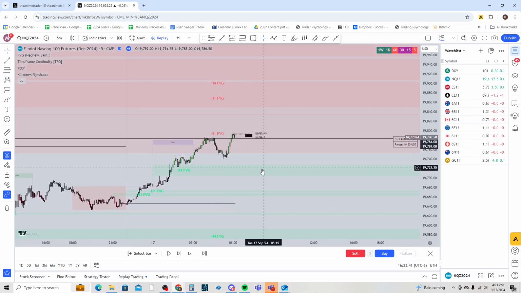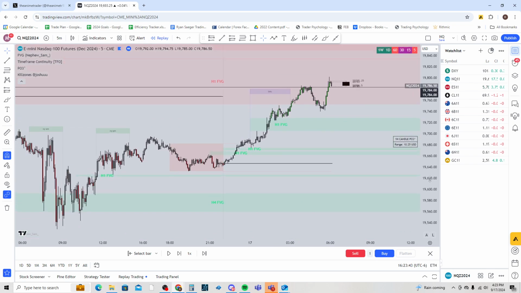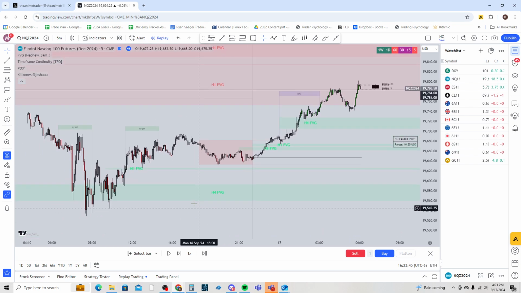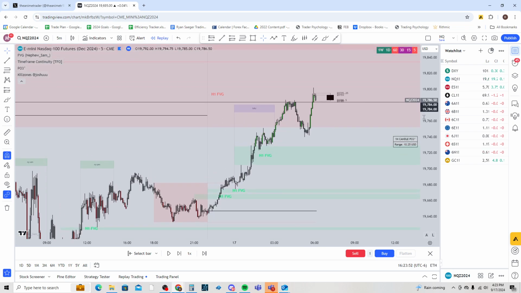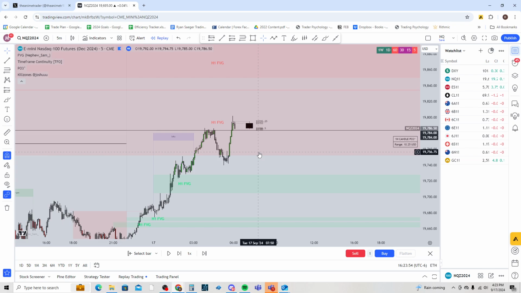As I mentioned in the video from yesterday, because we tapped into this 4 hour fair value gap, we were expecting higher prices, which is what we got overnight, which is fine. Nothing wrong with that. But in order to frame our entries, we just want to be aware of external range liquidity, which is what this is.